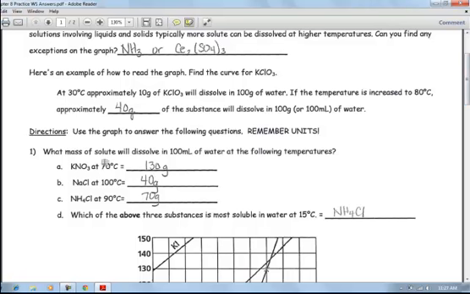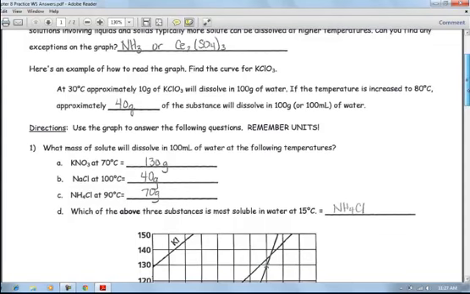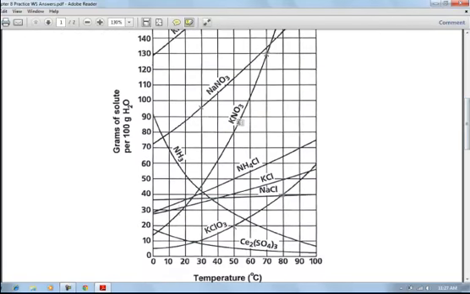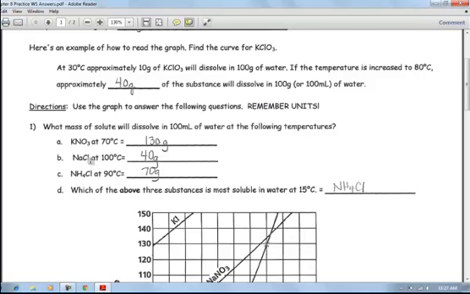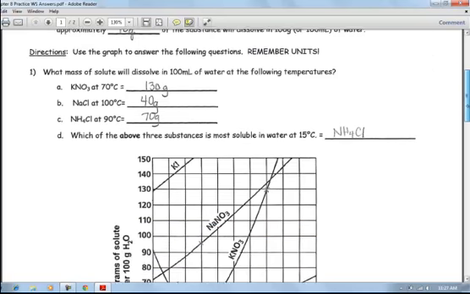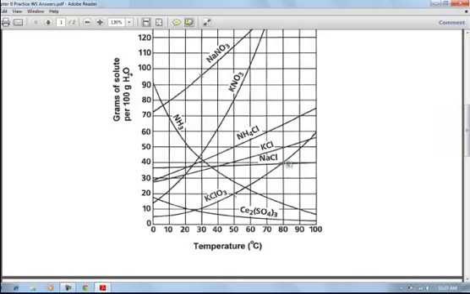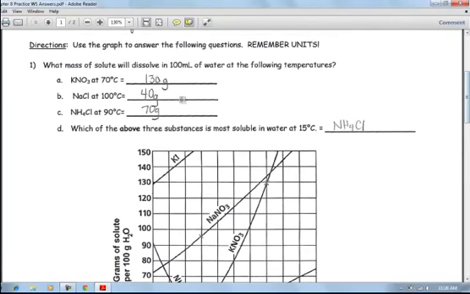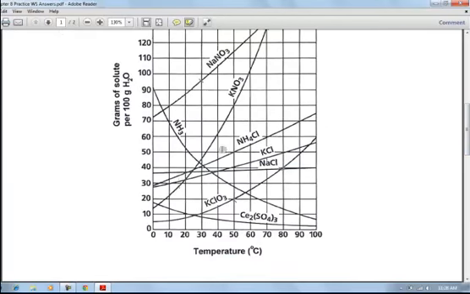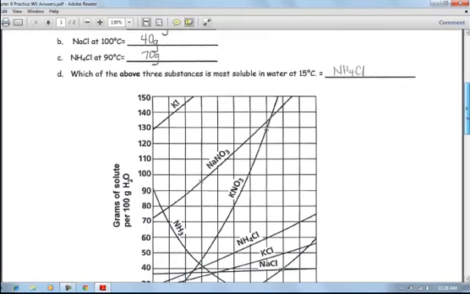And so then we're going to practice on these. So we want KNO3 at 70 degrees. So I'm going to go KNO3, and then I'm going to find 70 degrees. And if I go over, I should be able to read that it's about 130. Next one is NaCl at 100 degrees. So I'm going to go to NaCl and 100 degrees, and it looks like it's about 40 grams. And then NH4Cl at 90. So I'm going to find NH4Cl and go to 90, and it looks like that's around 70 grams.